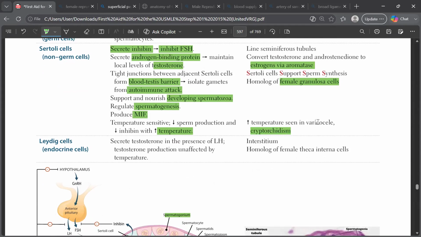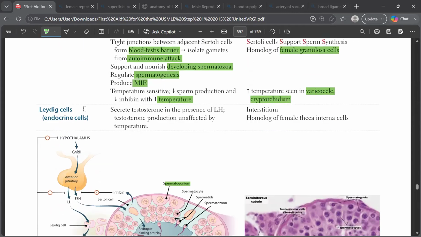So there's increased temperature seen in them, and there's decreased sperm production because of decrease in inhibin, because Sertoli cells are temperature sensitive. So they secrete inhibin to inhibit FSH. They secrete androgen binding protein for maintaining levels of testosterone. They form a blood-testis barrier for protecting the gametes from an autoimmune attack. They support and nourish the developing spermatozoa. They regulate spermatogenesis and they produce MIF.